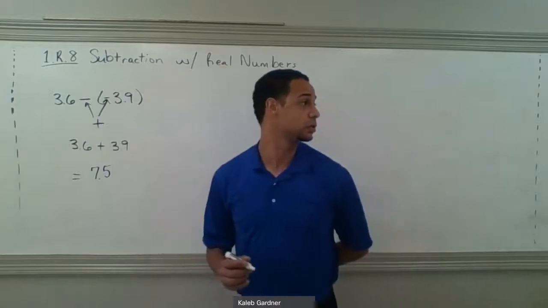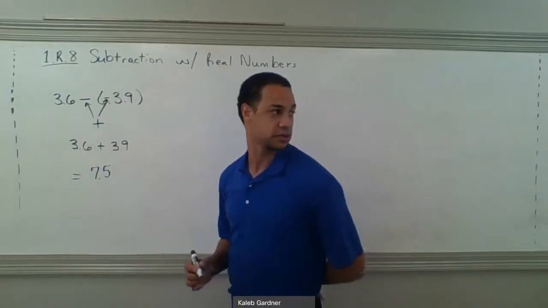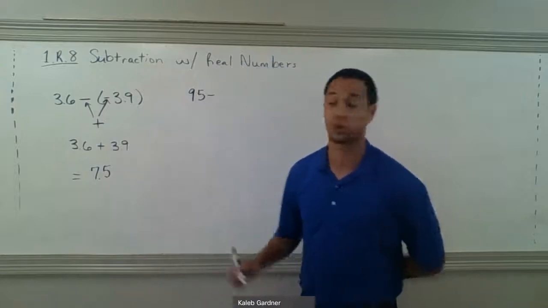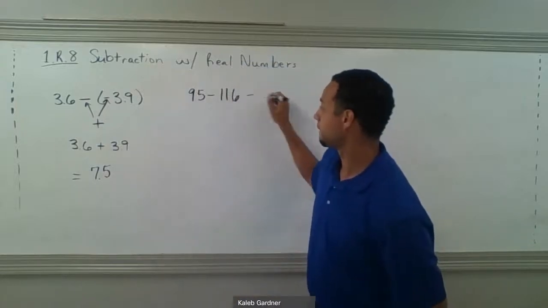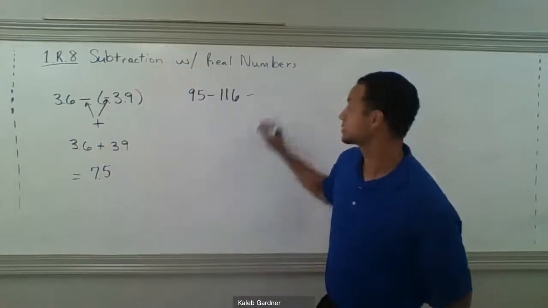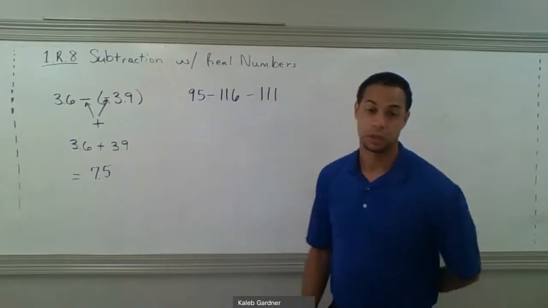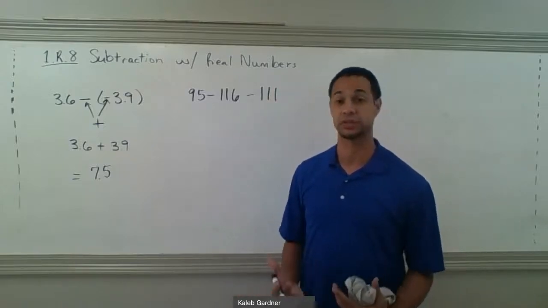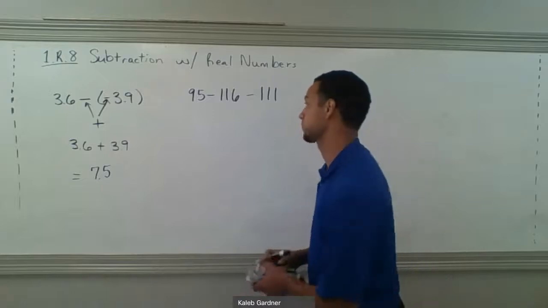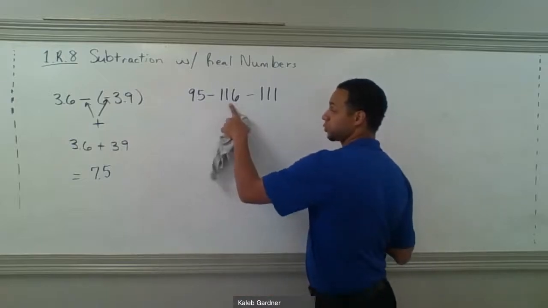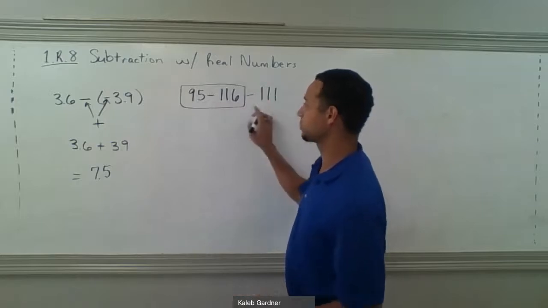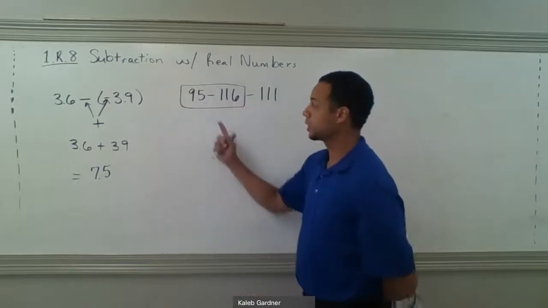All right, so that is kind of helpful. 95 minus 116 minus 111. All right, we got three things going on here at the same time. Let's take them two at a time. So here we go. 95 minus 116. Let's focus on these two, forgetting about the minus 111 for just a moment.